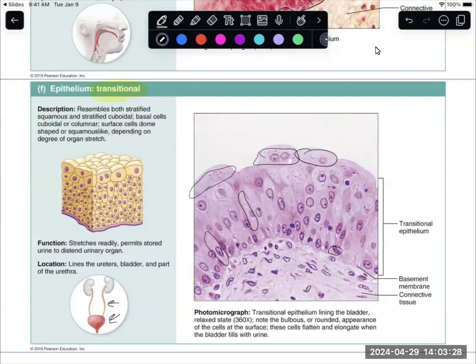But what makes transitional epithelium different than any other type of epithelial tissue is that it stretches. It's able to stretch, say as your bladder fills with urine, it's going to stretch to hold that amount of urine that has been produced.